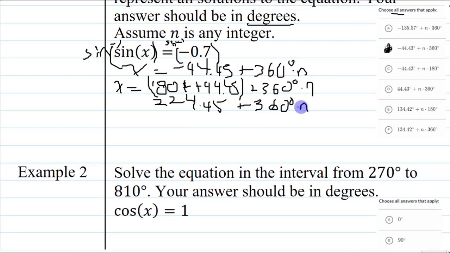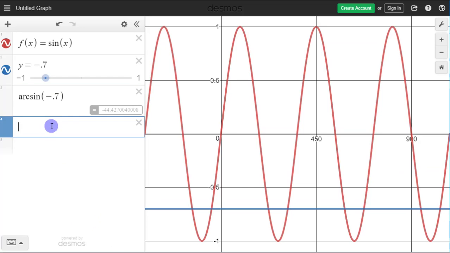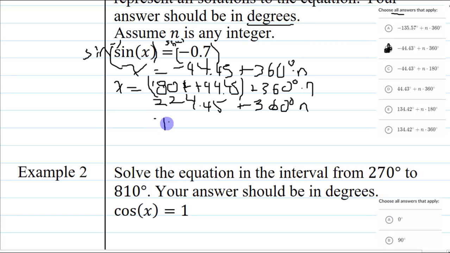Remember, this integer n, what if n was negative 1? Then this would be minus 360 degrees. So let's do 224.45 minus 360 degrees. I don't trust myself to do this in my head, so I'm just going to use my calculator. 224.43 minus 360, and that's going to be negative 135.57. And then again, plus 360 degrees n.